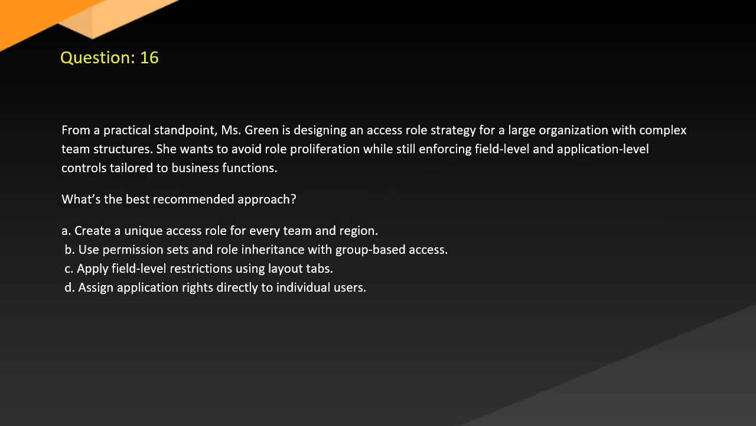Question 16. From a practical standpoint, Green is designing an access role strategy for a large organization with complex team structures. She wants to avoid role proliferation while still enforcing field-level and application-level controls tailored to business functions. What's the best recommended approach? A. Create a unique access role for every team and region. B. Use permission sets and role inheritance with group-based access. C. Apply field-level restrictions using layout tabs. D. Assign application rights directly to individual users.